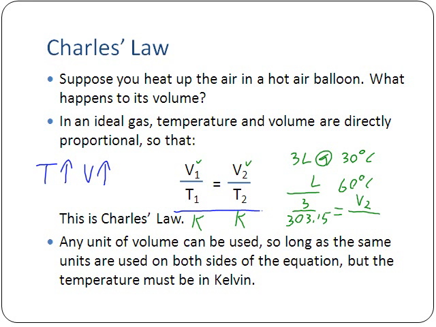And then this is going to be equal to V2, the volume afterwards, which we don't know, times the temperature afterwards. We cannot use 60 degrees Celsius because it's Celsius. It has to be Kelvin. So we add that to 273.15, and we get 333.15. If we set this up, we'd say 3 divided by 303.15, and then times 333.15.